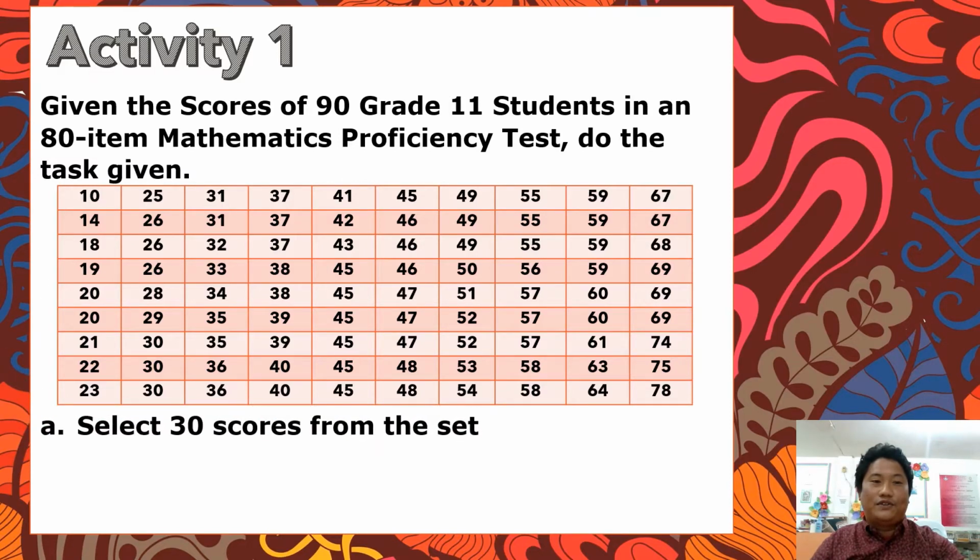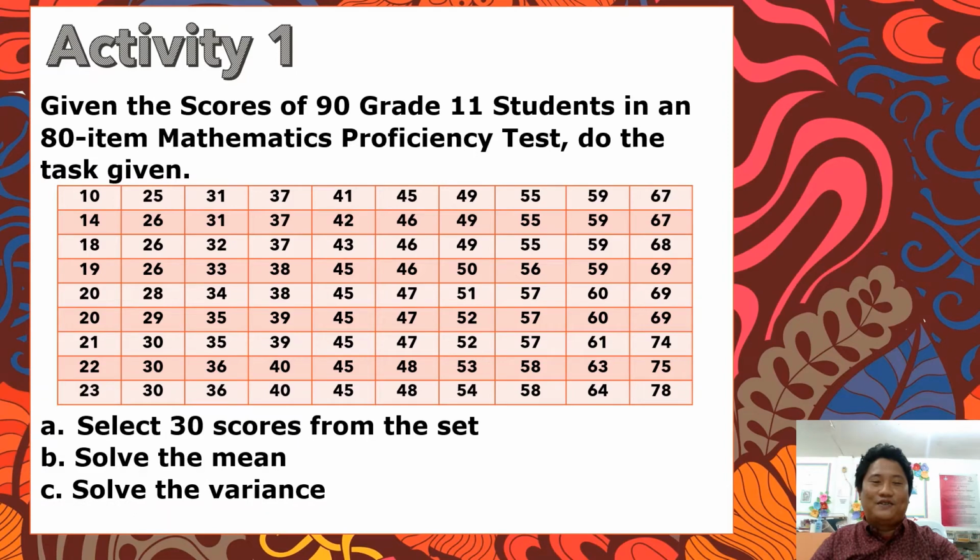First thing to do is you select 30 scores from the set. After, you solve the mean of the 30 scores that you selected. Next, you solve the variance. And lastly, you solve the standard deviation. Pause for a while and I will give you 10 minutes to answer.